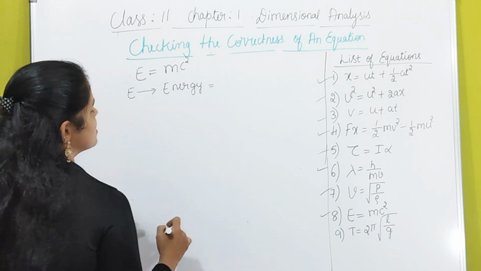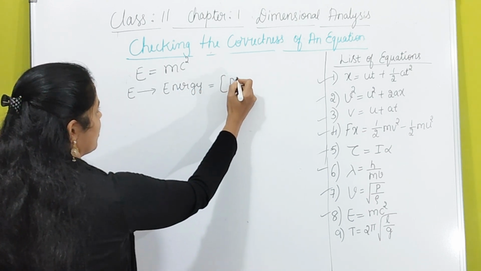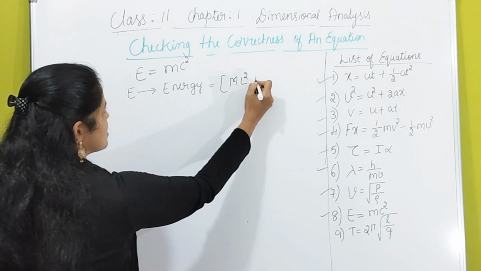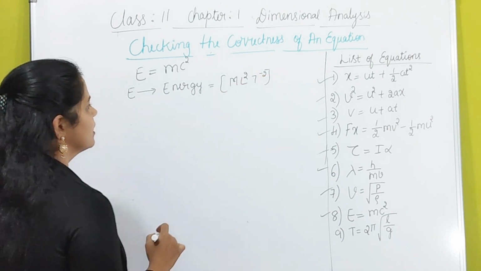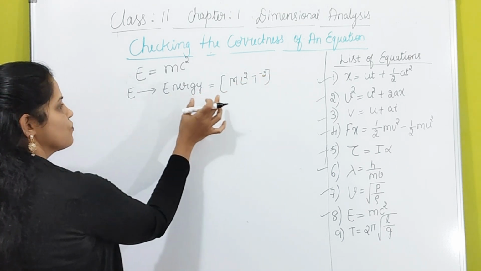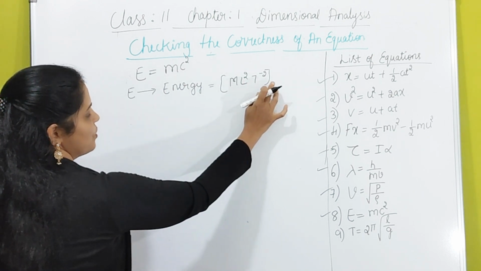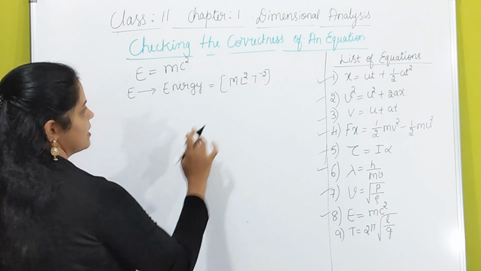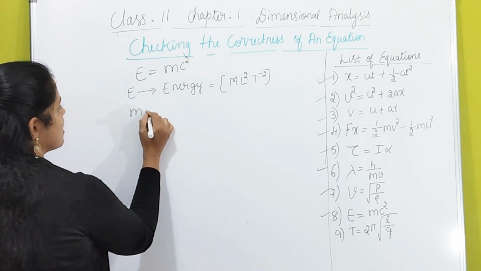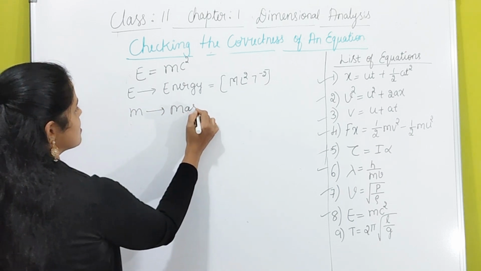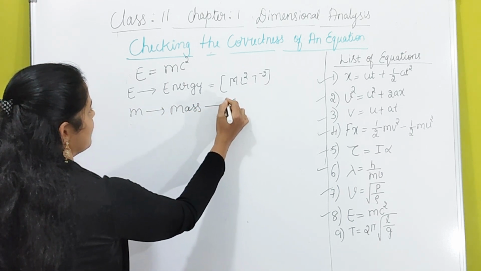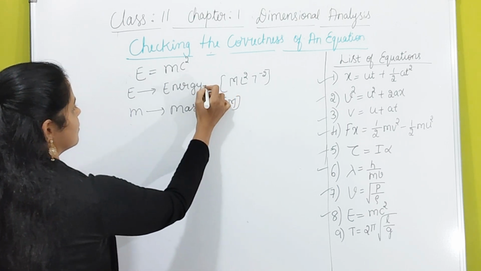Energy and work are one and the same. The dimensional formula of energy is ML square T minus 2. If you forget, then use work. Work is force into displacement. Force is MLT minus 2 into displacement, so L into L, L square. M is mass; capital M is its dimensional formula.